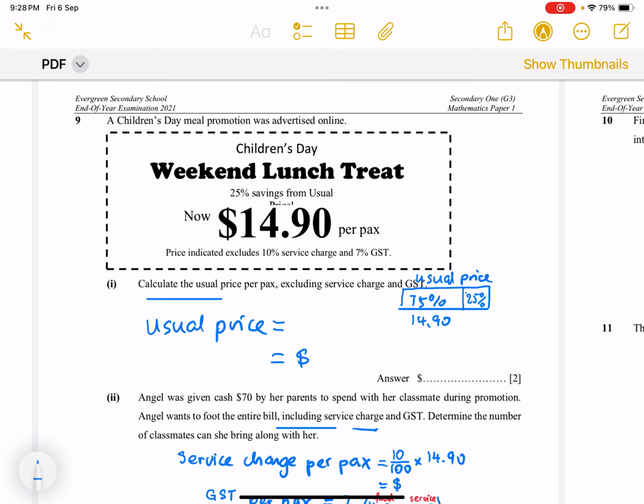The usual price is 100%, and there's a 25% discount, so 75% is actually $14.90. So therefore 1% is actually $14.90 over 75. That will give us 1%. And to find the 100%, which is the usual price, we multiply by 100. And that gives us $19.87.